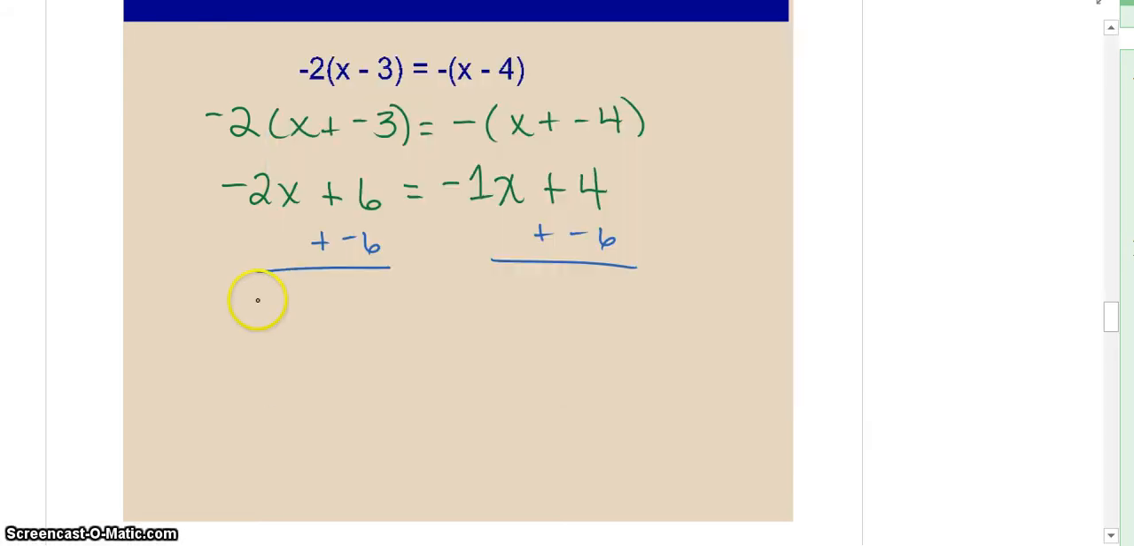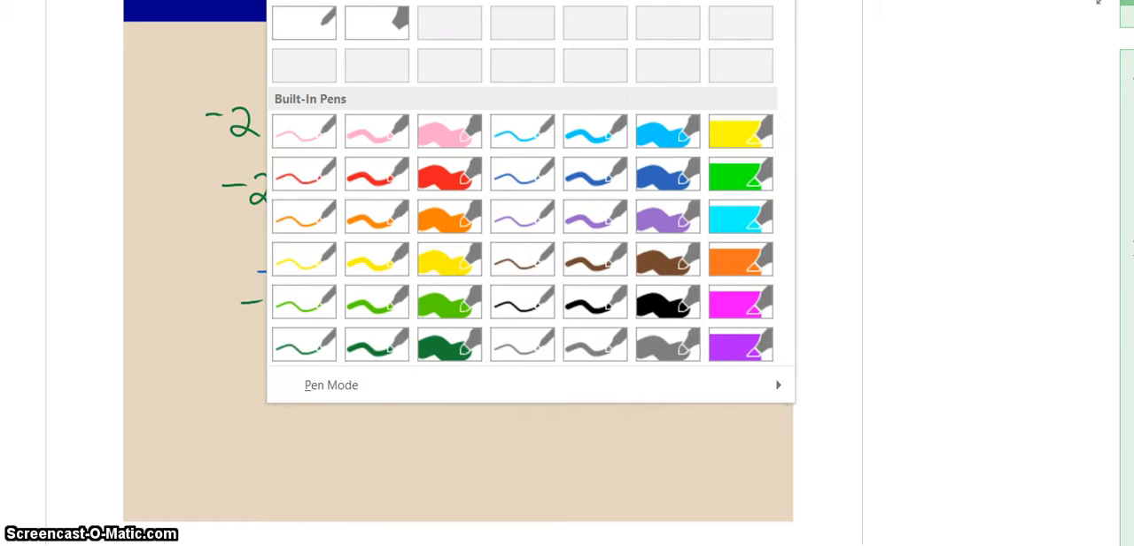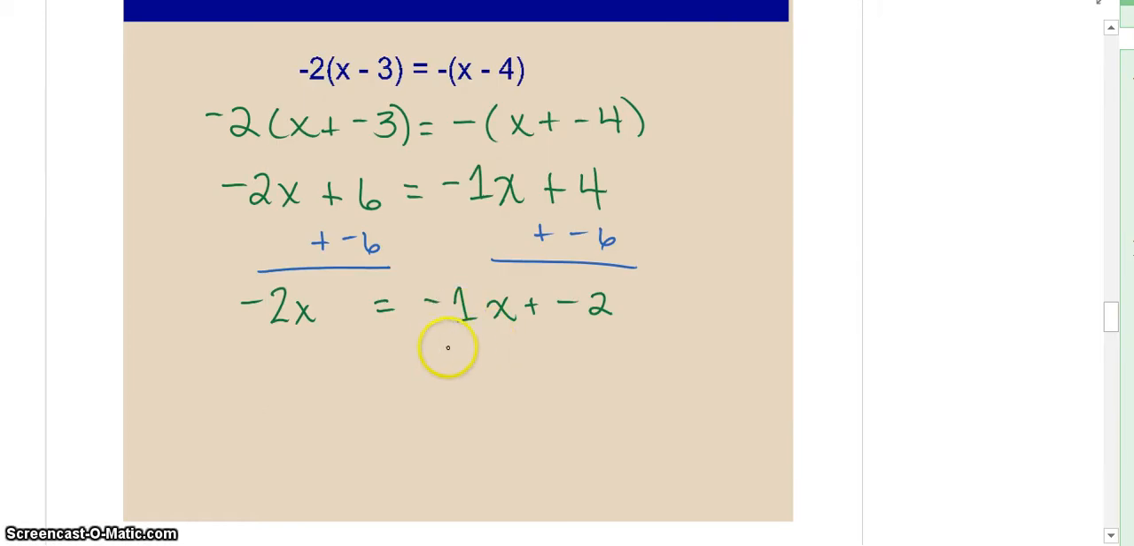And I'll end up with negative 2x equals negative 1x plus negative 2. Now I'm going to add the opposite of both sides to get rid of the negative 1x. To get rid of that term, we have to add the opposite since that whole term is being added to negative 2. So I'm going to add 1x to both sides, and I end up with negative 1x equals negative 2.